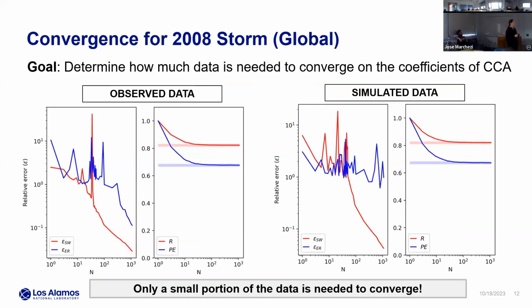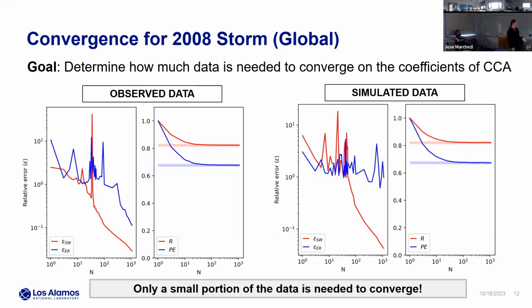We also did a convergence study, and our goal here was to determine how much data is needed to converge on the coefficients of CCA. Basically, how much data do we need to make this method effective? We have the observed data graphs on the left and simulated data on the right, but both are representing the same thing. The left-hand plot shows the relative error for the solar wind variables in red and the magnetospheric variables in blue over a number of points. The right-hand plots are the correlation coefficient and prediction efficiency per number of points. The shaded bars represent plus or minus 1% error from the actual value.